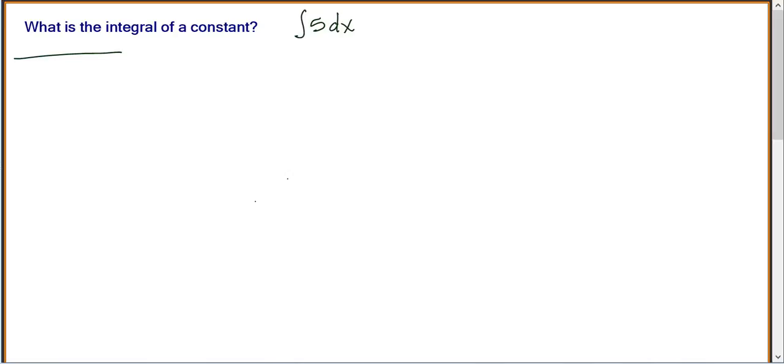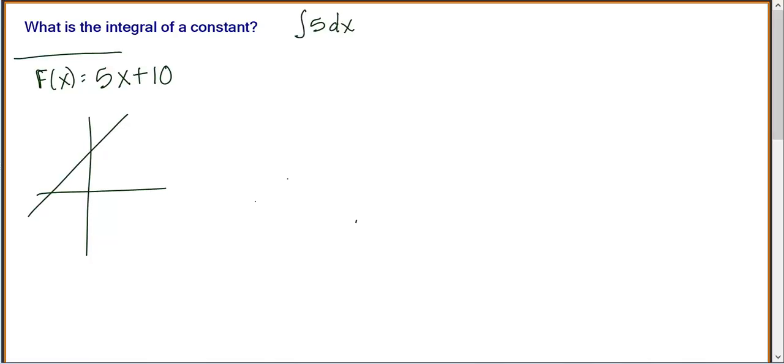So let's look at the function. I'm going to make it a capital F of x. Okay. I'm going to say, what if I start with the function 5x plus 10? What does this look like? This would be a line with slope 5 and y-intercept 10, so it's going to look something like this. And we say, okay, that's my nice function.